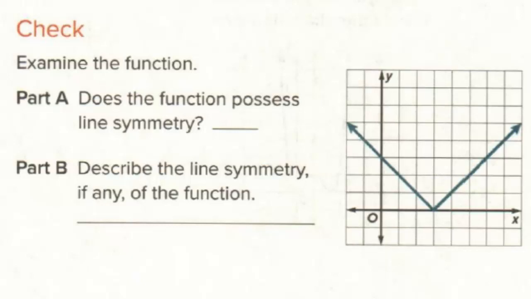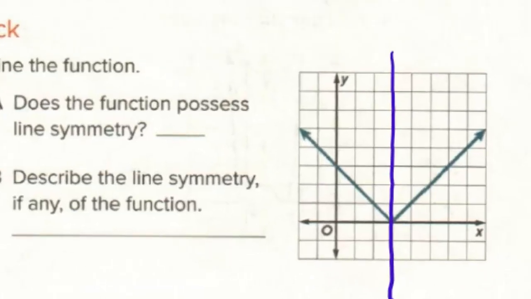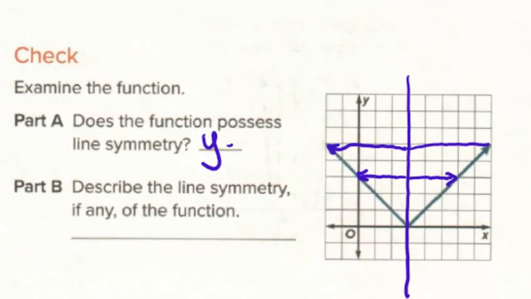Okay, for this check, we're going to examine the function. Part A, does the function possess line symmetry? It does appear to possess line symmetry. If we draw a line right down the center here, you can see that this side right here is 3 units to the left of center, and this one is 3 units to the right of center. And then we can do it again on the very top here. We've got 5 units to the left and 5 units to the right. So this one has line symmetry, so the answer there would be yes.